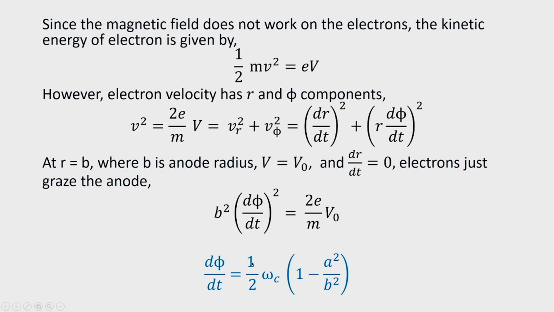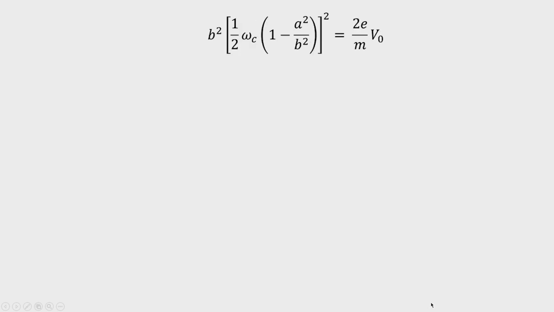We have also seen d phi by dt is equal to half omega c times 1 minus s square by b square, and therefore now we can substitute this d phi by dt here by this expression. So, once we make this substitution, we get b square times half omega c, 1 minus s square by b square, whole square, is equal to 2E by m V naught.